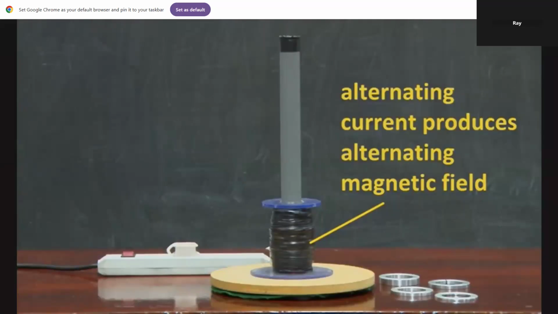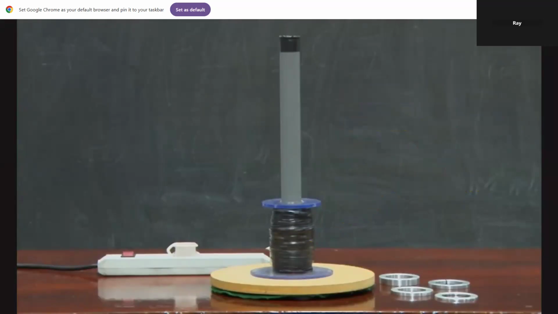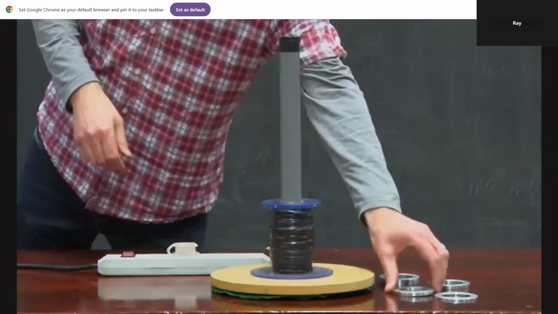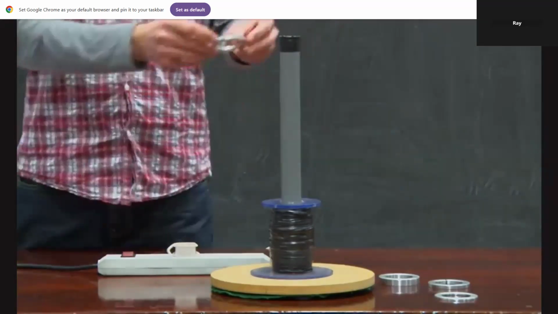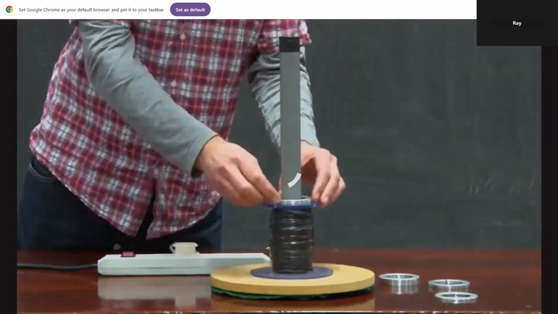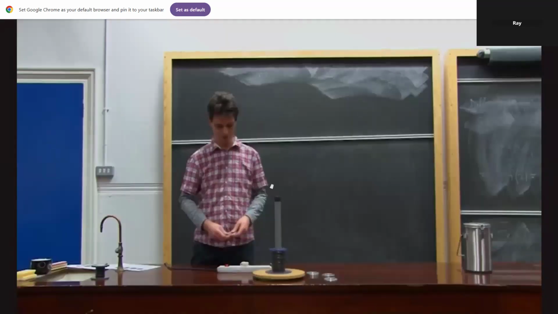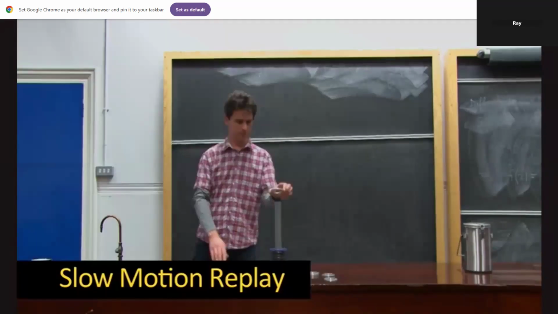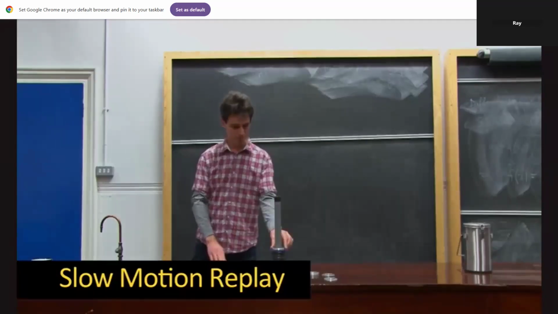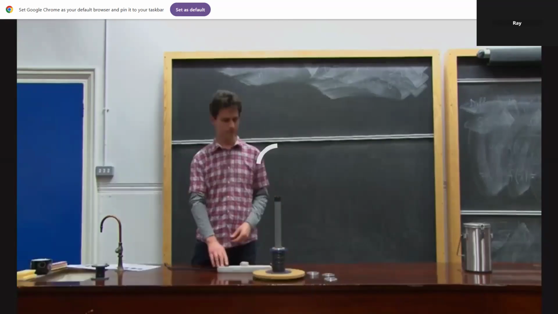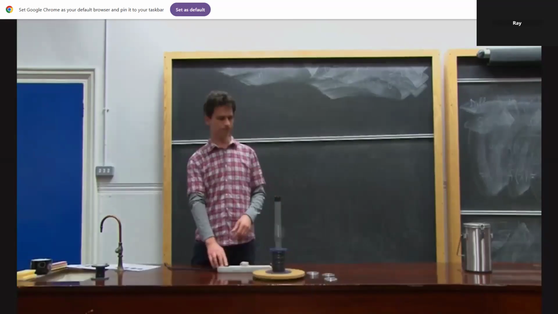Now, for a more dramatic demonstration of Faraday's law and the effects of Lenz's law. When the current is switched on, the magnetic field induces the current to flow in the aluminium ring. Like all currents, this induced current will produce a magnetic field of its own.